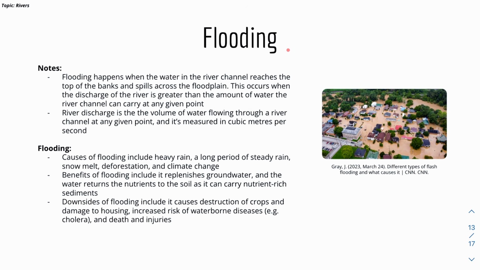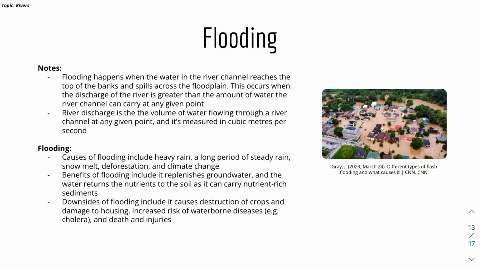And then we have more notes on flooding. It happens when the water in the river channel reaches the top of the banks and spills across the floodplain, which is quite obvious and self-explanatory. This occurs when the discharge of a river is greater than the amount of water the river channel can carry at any given point. So it's almost like it's exceeding its carrying capacity from the population topic. And the river discharge is the volume of water flowing through a river at any given point.